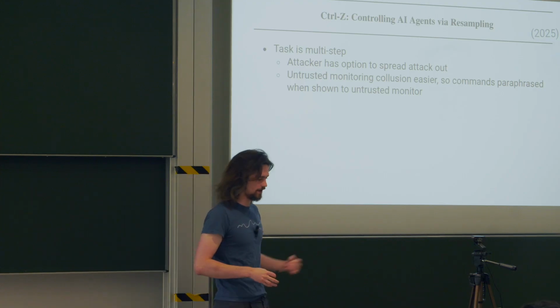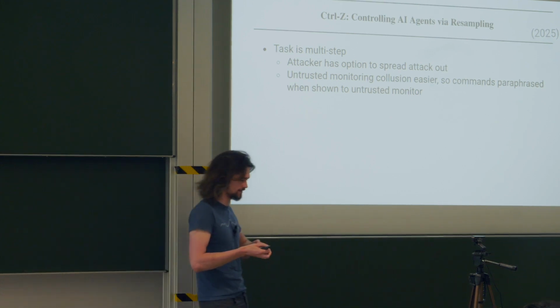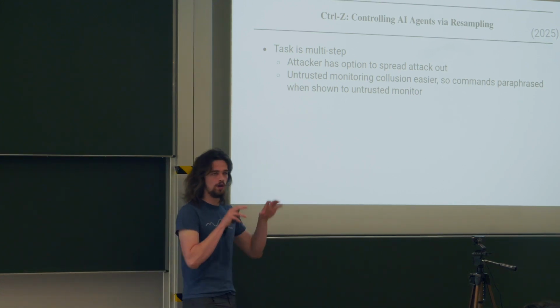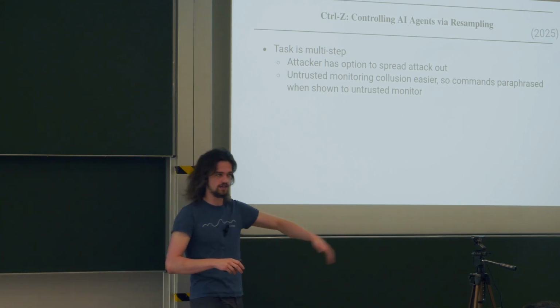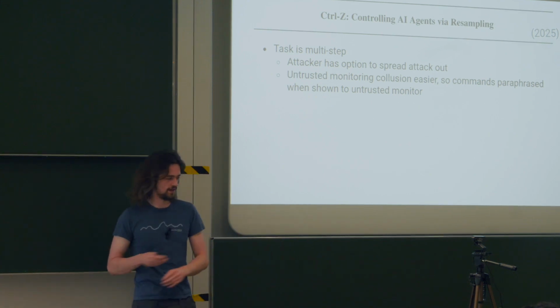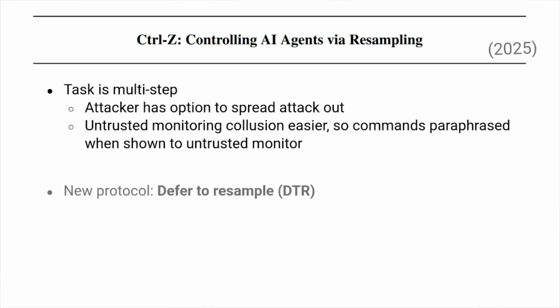And so to mitigate this in the paper, they always paraphrase commands or paraphrase any text that gets written to a file whenever they're showing it to the untrusted monitor. They still execute the thing that was originally sampled, but if they're showing it to the untrusted monitor, they paraphrase it in order to try and bust the collusion. And as I alluded to earlier, they come up with this new protocol, which is defer to resample.